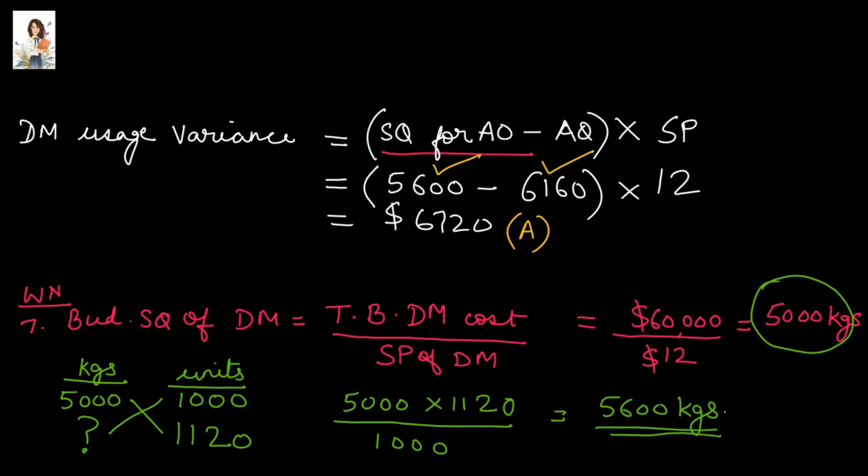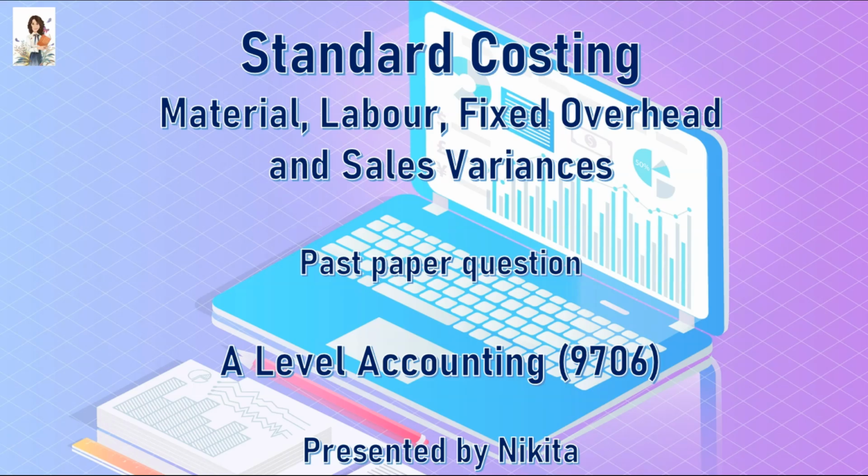With this, we have completed part C of the question, and that means we have completed the entire question. So this was a recent past paper question on standard costing. In the next video, we will learn about reconciliation of variances.